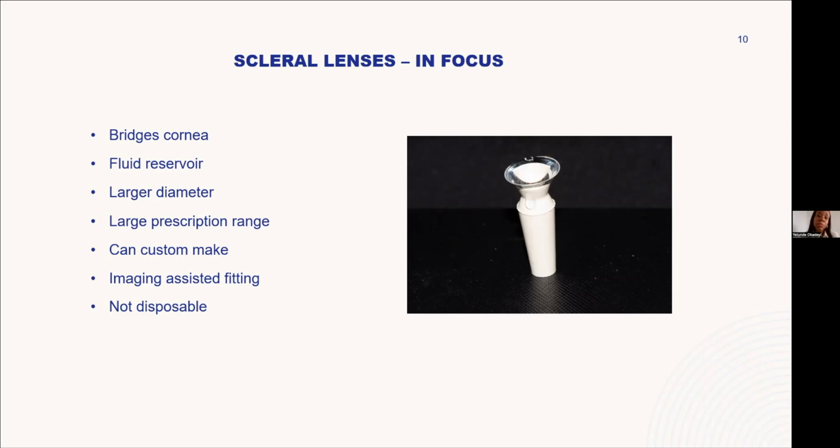We can make custom-made scleral lenses, so we often take casts of the eye with dental mold, and then we can reproduce a scleral lens from a cast. Or with newer technology, we can scan the cornea and scan the sclera, and we can design a custom-made scleral lens that fits like a glove.